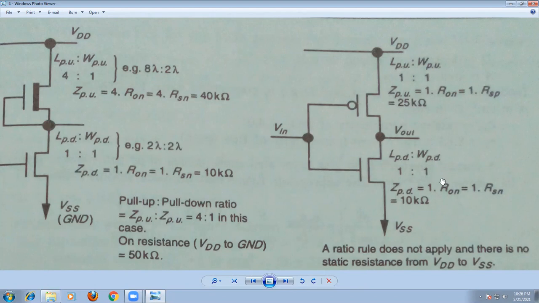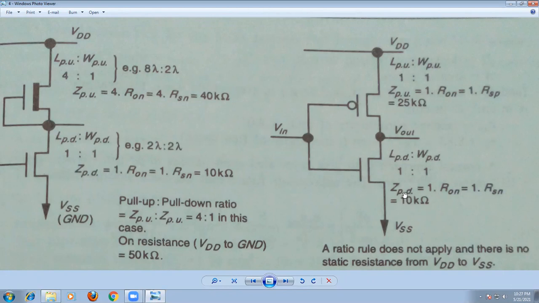Similarly, we can calculate the Ron of the N-channel transistor by the same method. So Ron is 1 into RSN, and it is 10 to the power 4 only, so we get 10 kilo ohm. Just observe here, this is 25 kilo ohm and this is 10 kilo ohm, right? So like this, you can calculate the Ron of the transistor. But remember, there is no current flow from the VDD line to the VSS line.